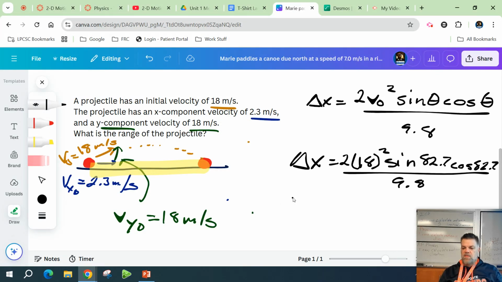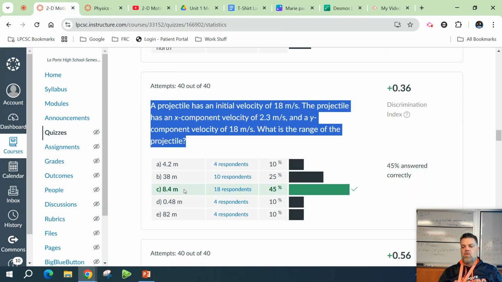So then delta x is about 8.3 repeating. Well, we'll just say 8.3 meters. Was that the right answer? Yeah, 8.4. So there's some rounding in there. I don't know if they rounded the angle up to 83 degrees or whatever, but clearly the correct answer is 8.4. Okay.